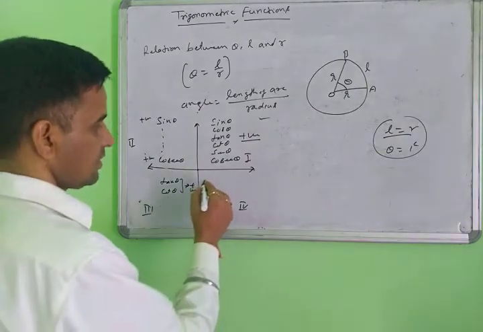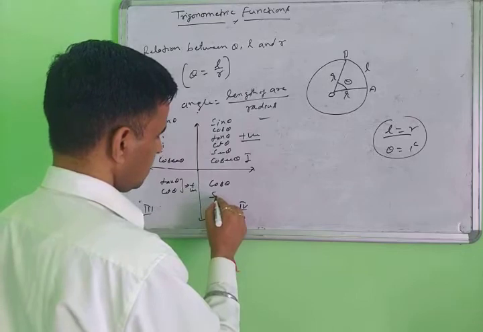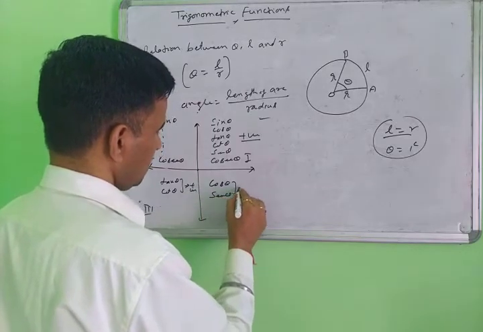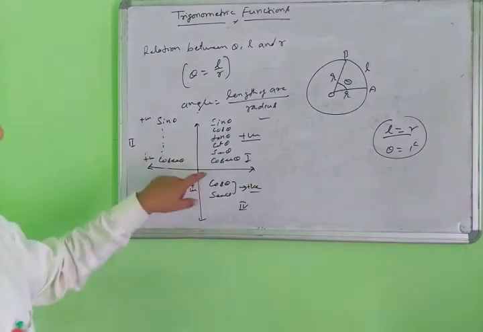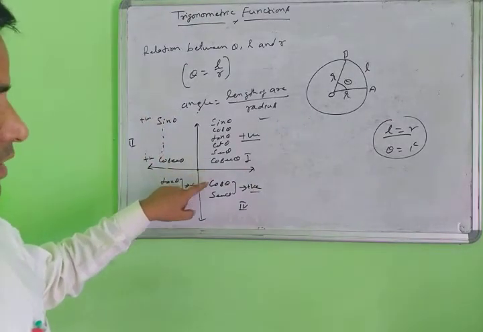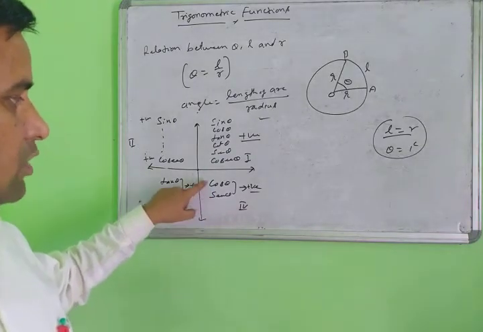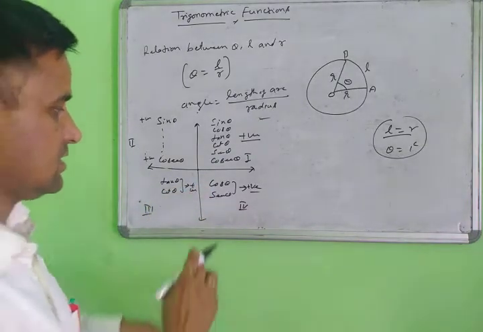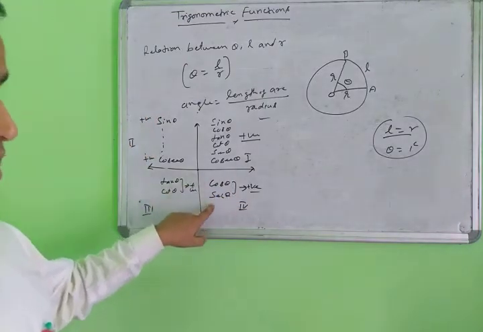In the fourth quadrant, cos theta and sec theta are both positive. The rest are negative, which means sin is negative, tan and cot are negative, and cosec is negative. Only cos and sec are positive here. This is your sec theta. So cos theta and sec theta are positive.